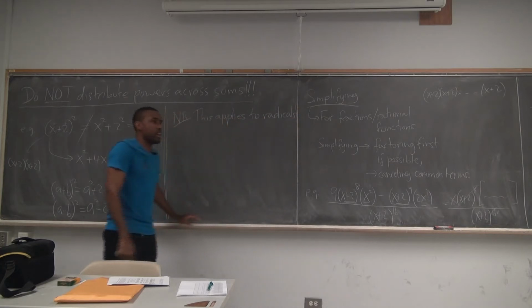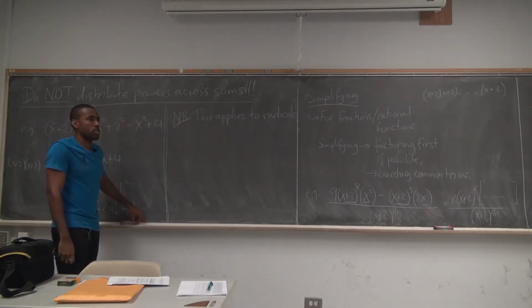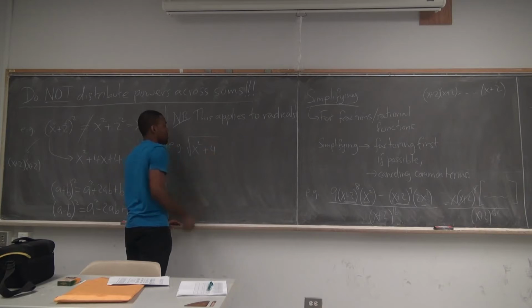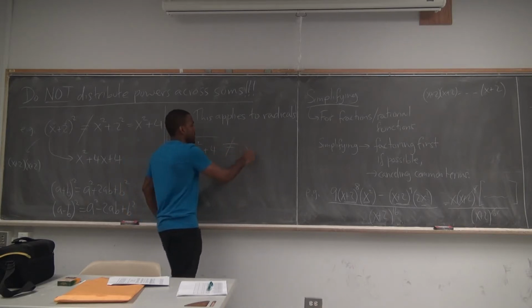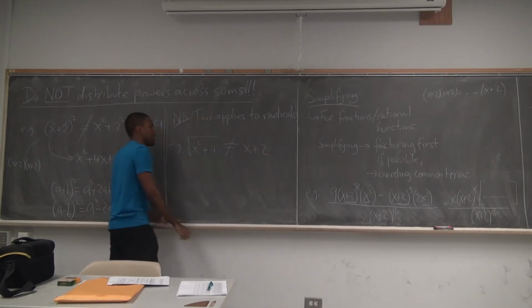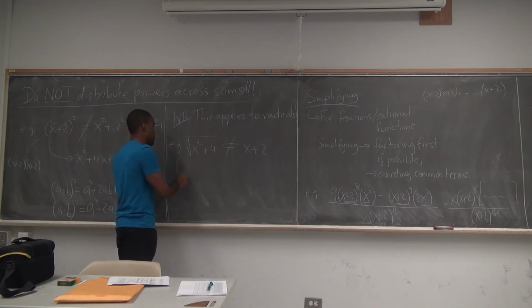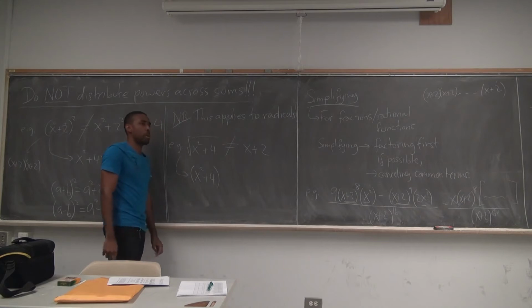Notice that this applies to radicals, because remember, radicals are just powers in disguise, right? So if you see something like the radical of x squared plus 4, this is not the same as x plus 2, right? Because a lot of people think you can just square root this and then square root that and then add them together. That is not true. Why is that not true? Because what is x squared plus 4 radical? You can write it as a power. What would it be? 1/2, right? The square root is the 1/2 power.